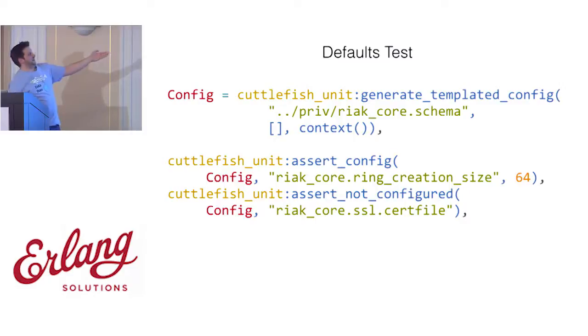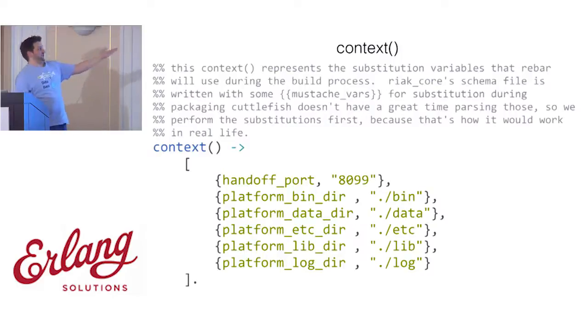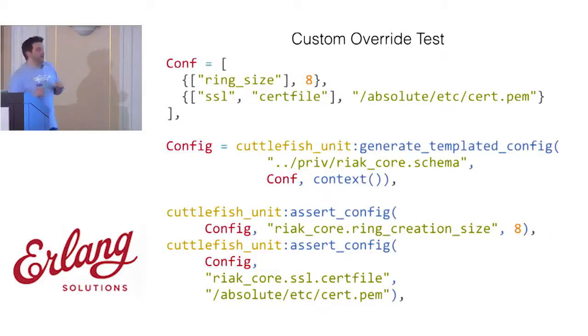So what I do here, I'm just checking to see, okay, if you don't do anything to your conf file, what's the React core ring creation size going to be? Well, it's going to be 64, so this assertion passes. And what about SSL? I told you we like to ship that commented. Well, there's going to be no configuration, so we assert that it's not configured. And so here's the context. It's just a prop list of substitutions that Mustache should do, and we did them for you in the unit test framework, so you don't have to worry about that. Unfortunately, you still need to be running these unit tests via rebar for this particular bit to work.